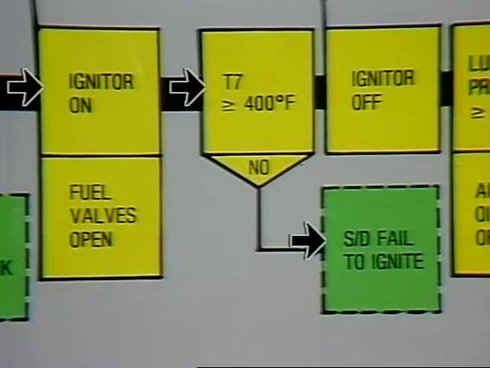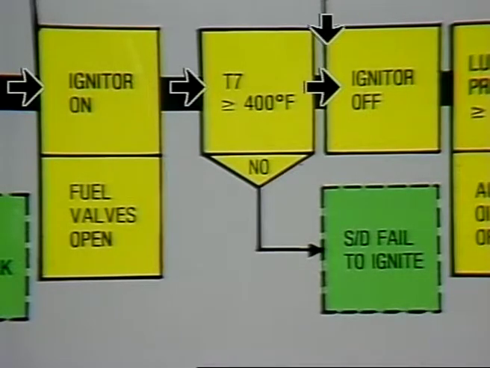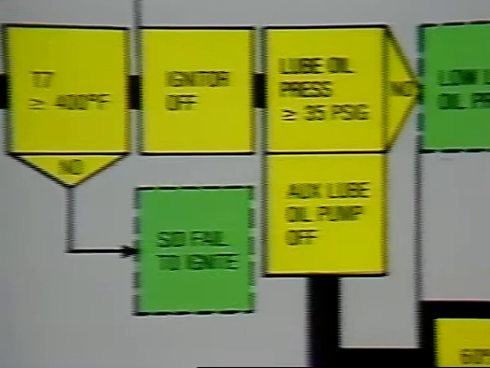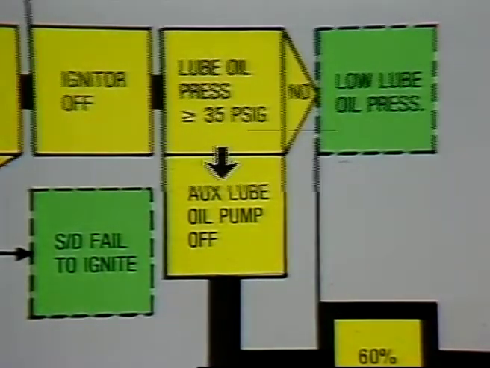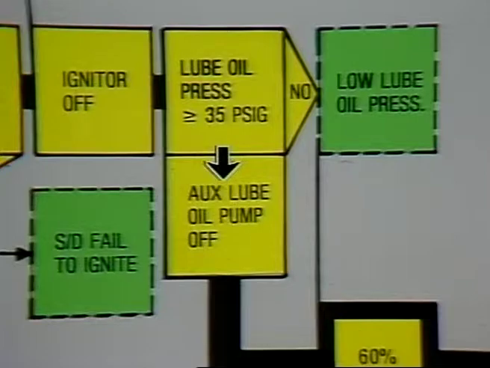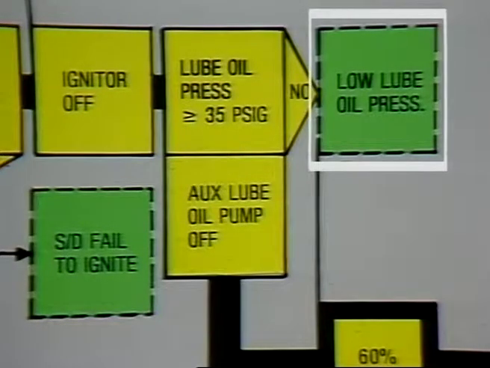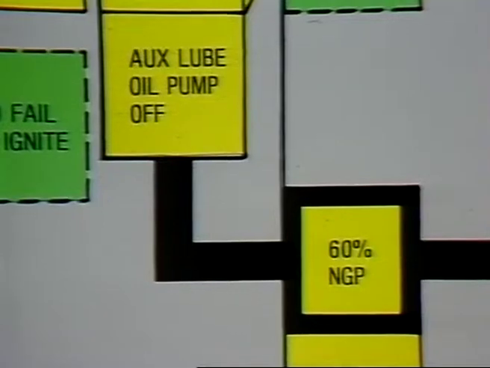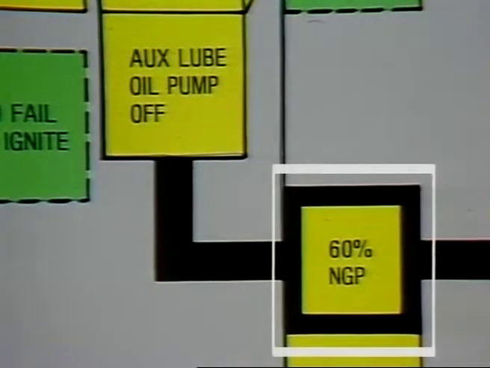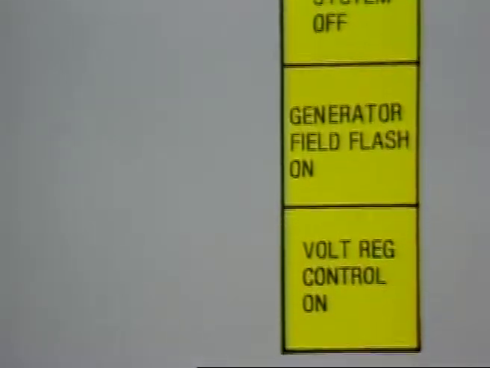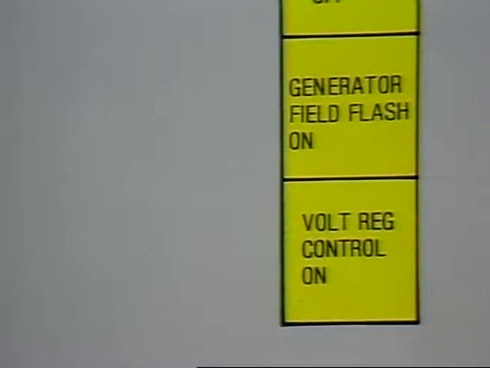If, on the other hand, all is going well and the specified temperature is sensed, the timing out of KT246 will turn off the igniter torch. The next event will be the lube oil reaching 35 psi, which will turn off the auxiliary lube oil pump. If lube oil does not reach 35 psi before the engine achieves 60% speed, the unit will shut down on low lube oil pressure. If lube pressure was achieved, then the 60% engine speed contacts will deactivate the starter, flash the field in the generator's exciter, and activate the voltage control regulator.